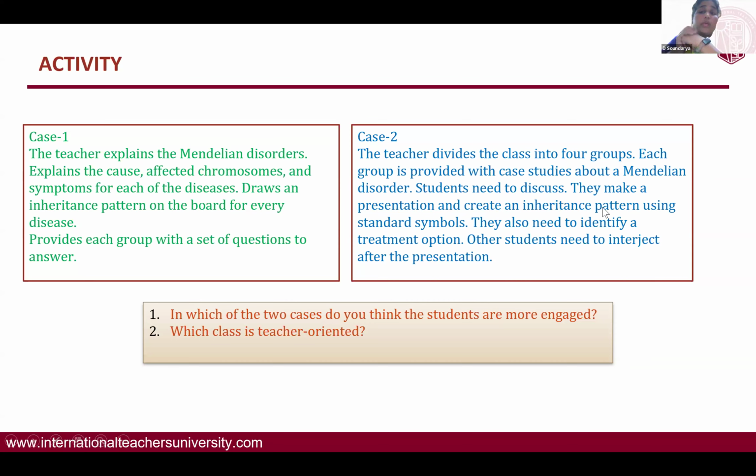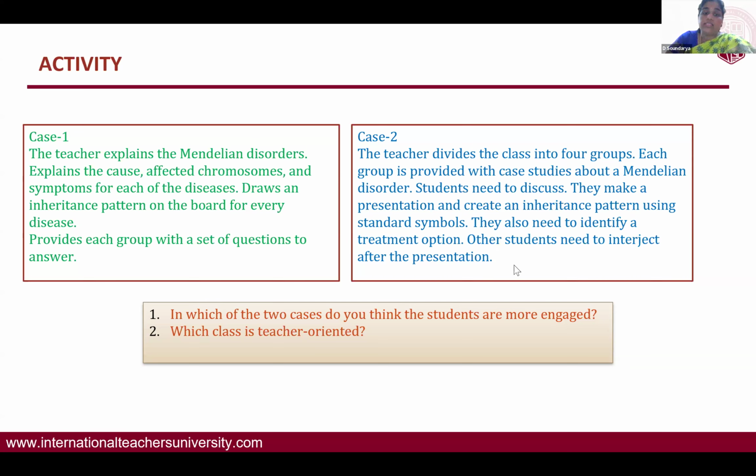Let me ask another question. Which of these classes is more teacher-oriented? Case 1 or case 2? When I say teacher-oriented, I am referring to the fact that the teacher is the only one who's instructing and students are just passive listeners. Yeah, thank you so much, Dina ma'am, Mark, Banu, Sunita. Yeah, that's case 1. I do agree. Let's go to the third question.